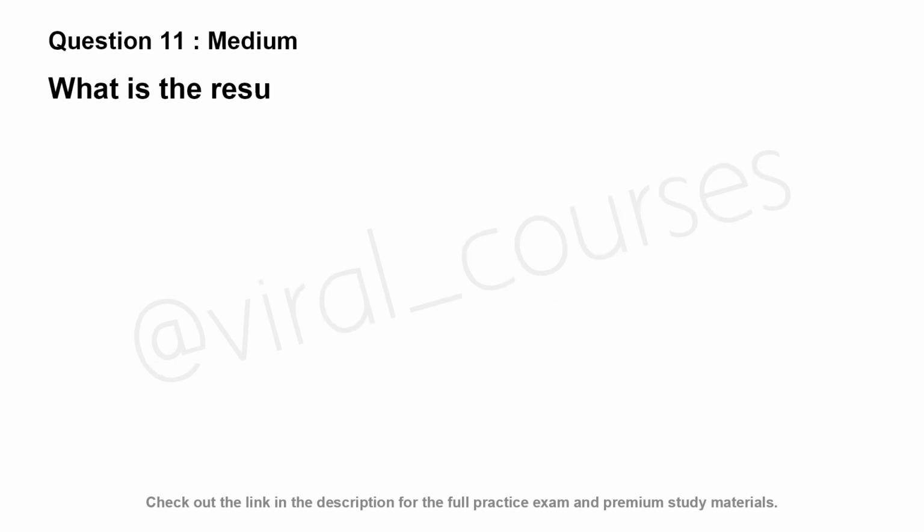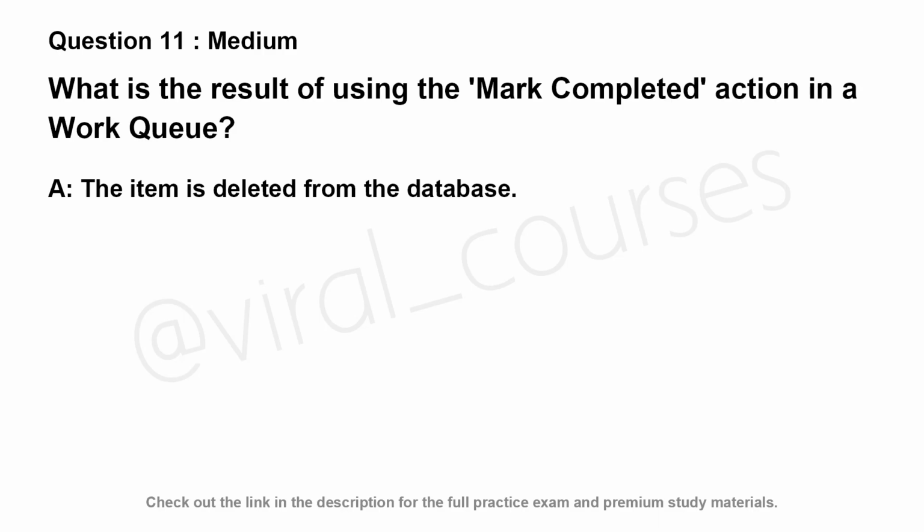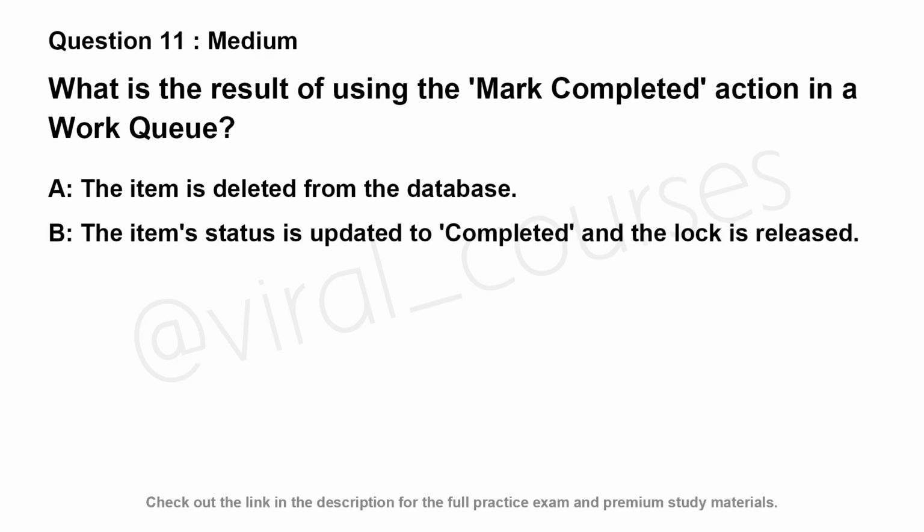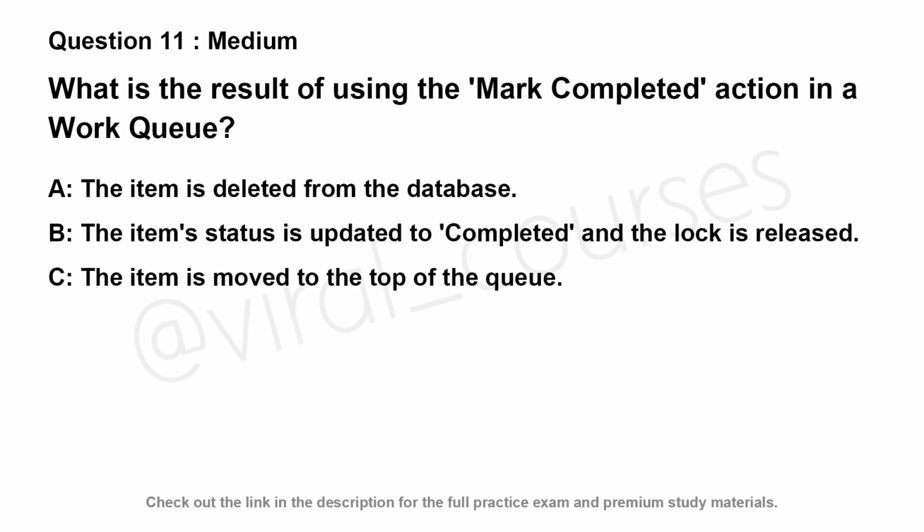What is the result of using the mark completed action in a work queue? Option A, the item is deleted from the database. Option B, the item's status is updated to completed, and the lock is released. Option C, the item is moved to the top of the queue. Option D, the item is sent to the exception folder.